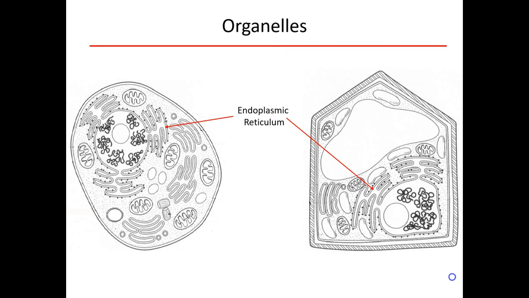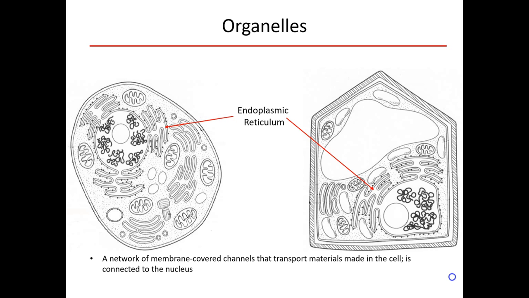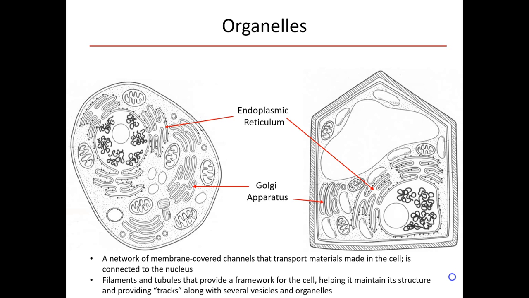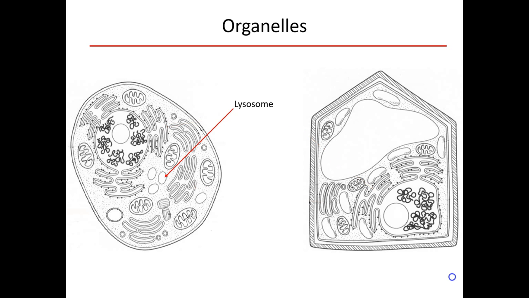Then we have what we call our endoplasmic reticulum. This is like the canal system within the cell. It's what allows for things to transport throughout the cell. We have our Golgi apparatus, which helps it to maintain its structure and move organelles around.